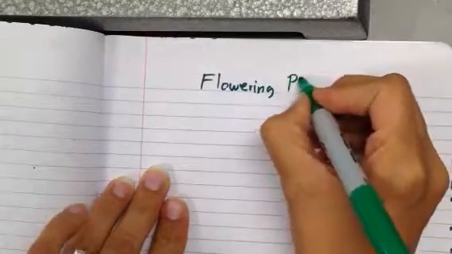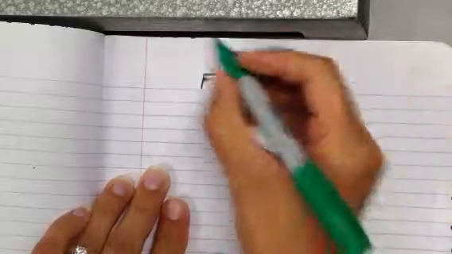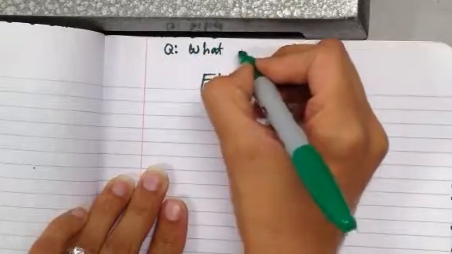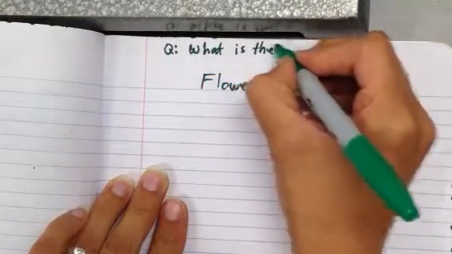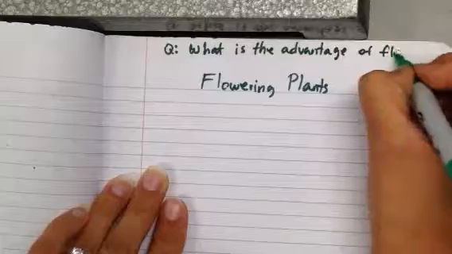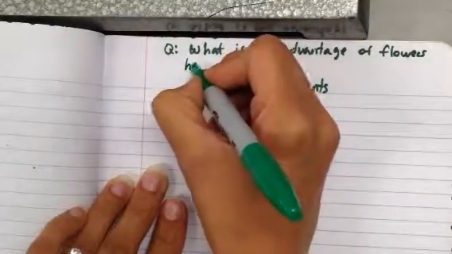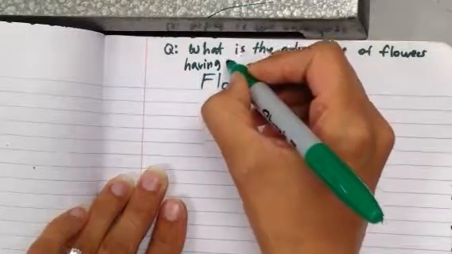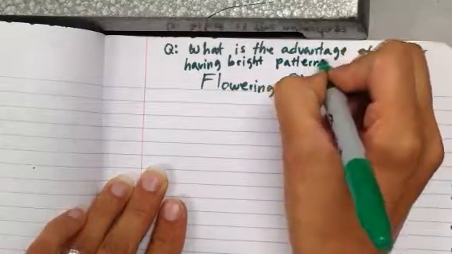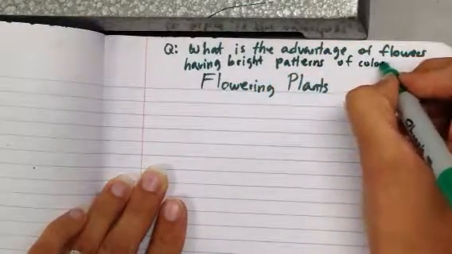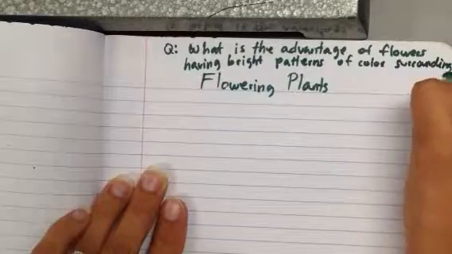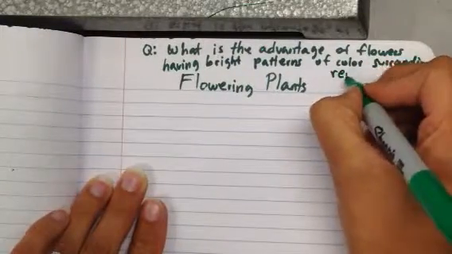Or angiosperms, as you may have seen in a previous video. And our guiding question is, what is the advantage of flowers of having bright patterns of color surrounding the reproductive structures?